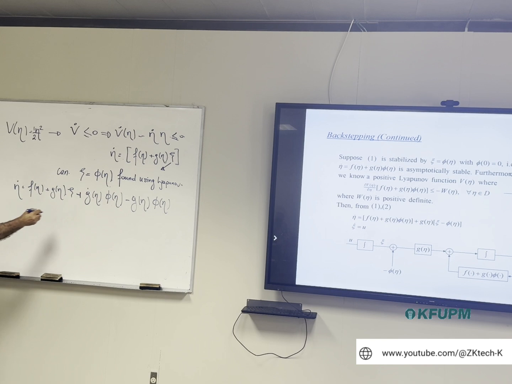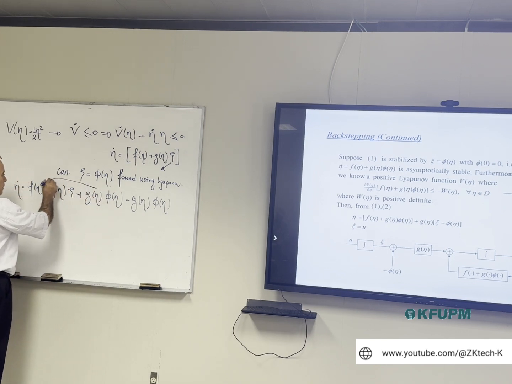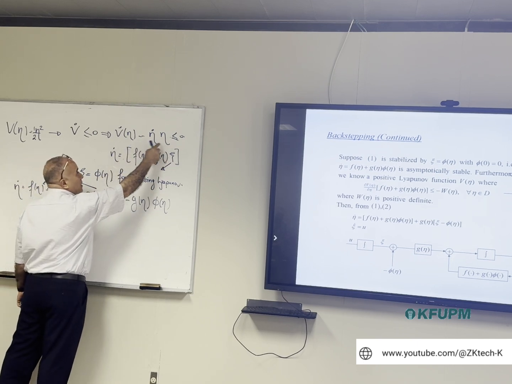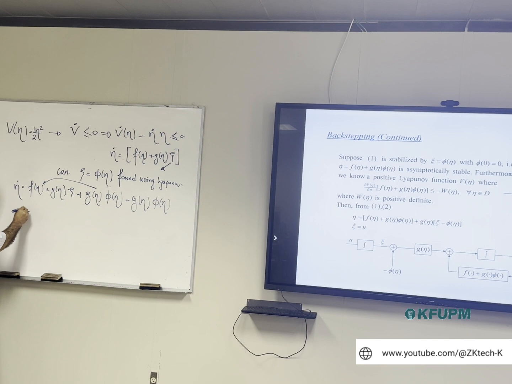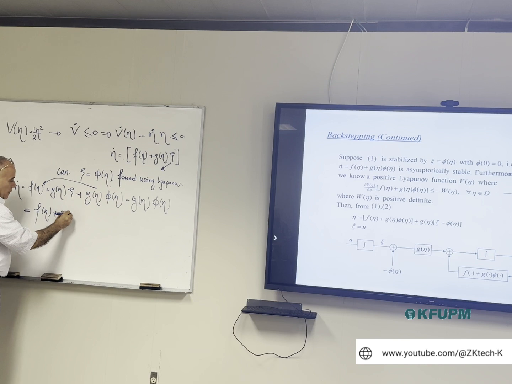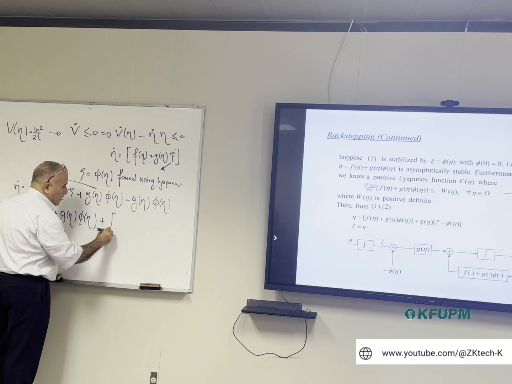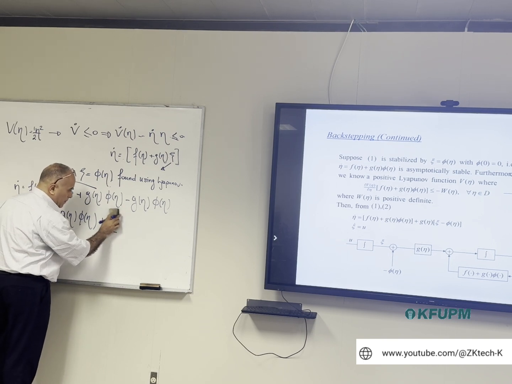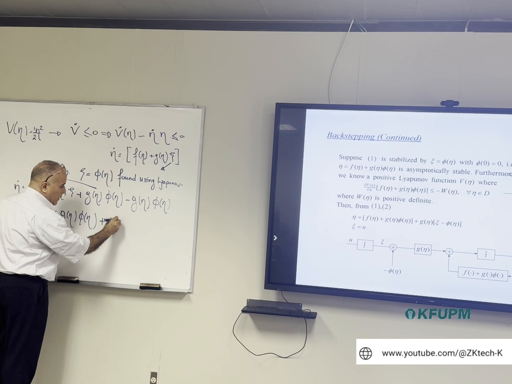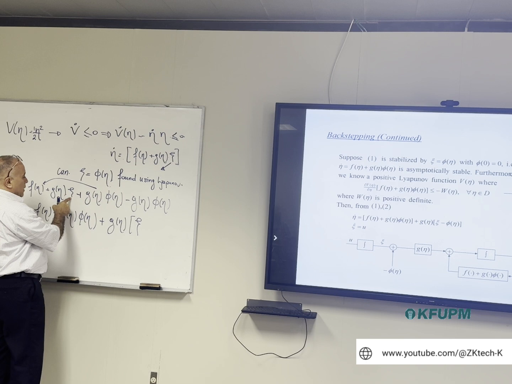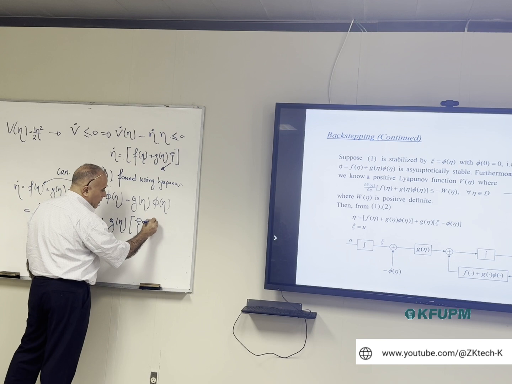Then I bring this system, this one and this one, together, because I know if I put zeta equal to phi of eta, this derivative will be negative. So this will be equal to f of eta plus g of eta phi of eta, and then plus g of eta multiplied by zeta that I have in this equation, not the value of zeta, it's zeta here, minus phi of eta.